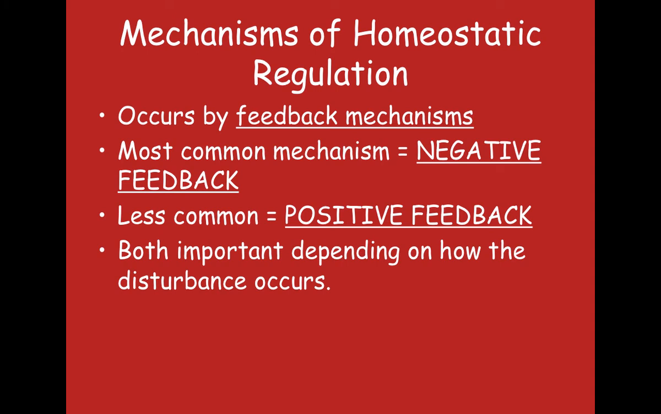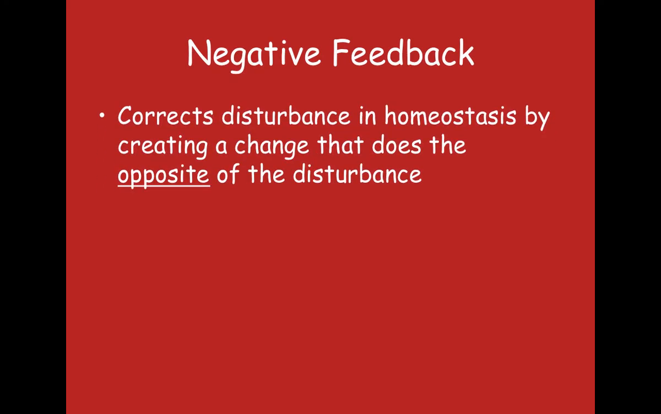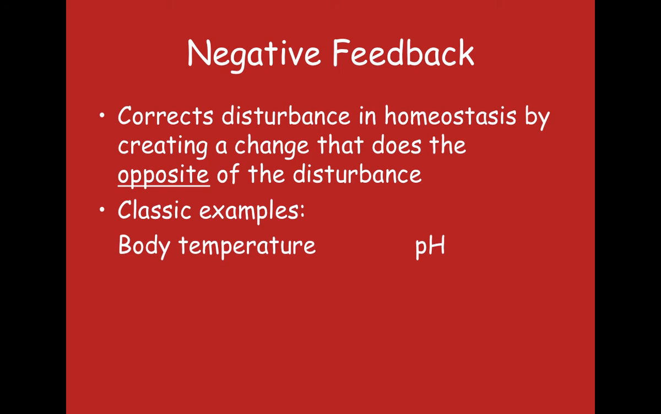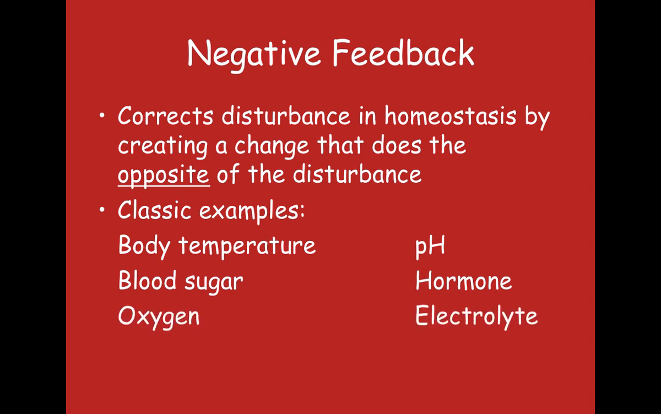So we're going to take some time here and really look at negative feedback, simply because that is the most common form of maintaining homeostasis. So like I said, negative feedback corrects the disturbance in homeostasis by creating a change that does the opposite. So it's easy to talk about using some of our classic examples, which include body temperature, pH, your blood sugar levels, hormone levels, oxygen levels, electrolyte levels, or even water levels. If any of these get too high, your body produces a response to decrease it. If any of them get too low, your body creates a change to increase it.